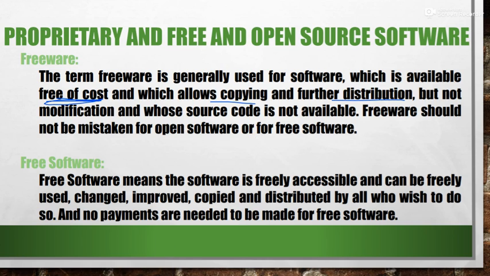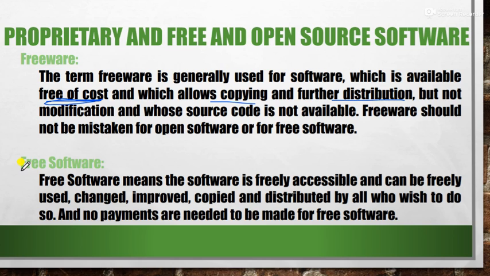Okay, as per your book, one example given for freeware is Microsoft Internet Explorer. I hope all of you must have used this. It is nothing but a browser which is generally provided with your Windows operating system, and it can be downloaded freely, used freely, and distributed to other persons, but you cannot modify it, and you cannot see its source code. Okay, this is what you have to understand about freeware.